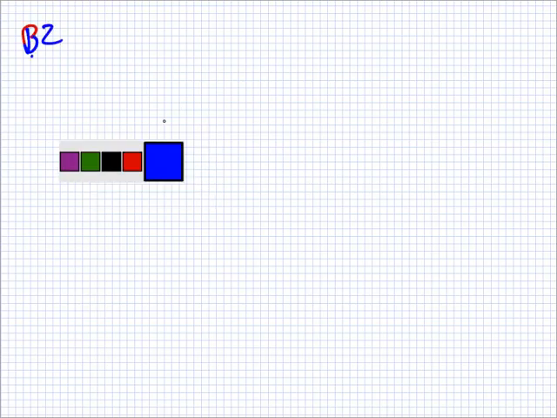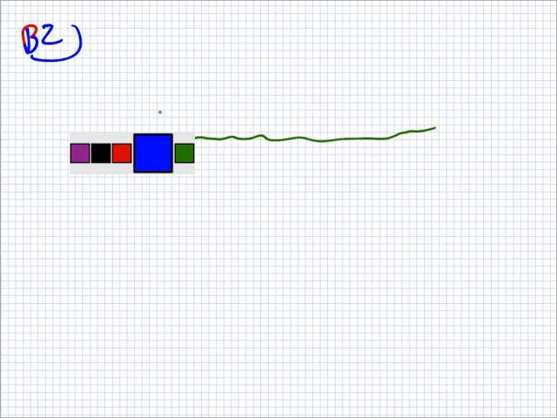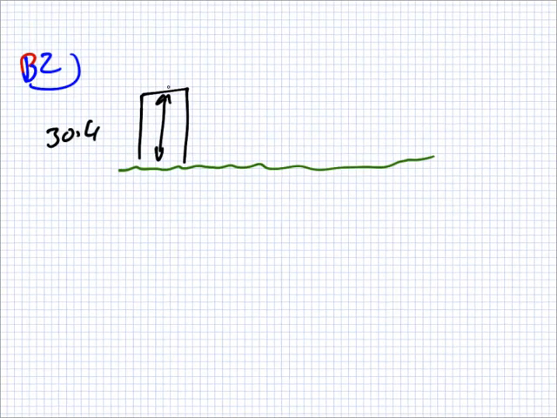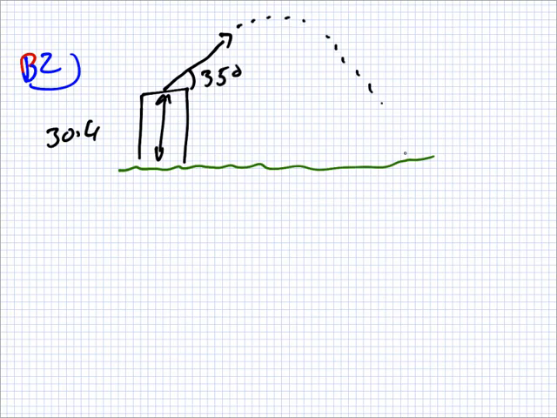Right, let's go. Here's the ground. How tall is the tower? 30.4 meters. And what angle does he throw it at? 35. And what speed? Don't know? We'll call it U then. And what else are you told, or is that it?